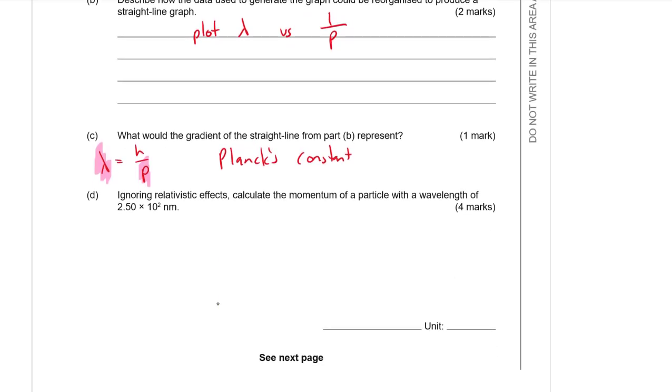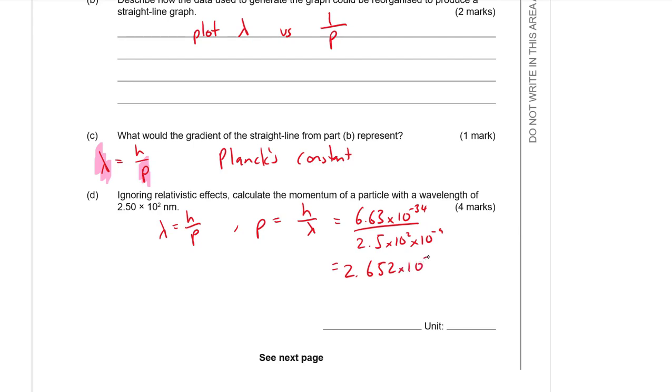Okay, and ignoring relativistic effects, calculate the momentum of a particle with a wavelength of 2.5 times 10 to the 2 nanometers. So this seems like a pretty straightforward calculation. You start with the formula in your formula sheet, and the momentum is equal to Planck's constant over lambda. I sub that in to get 6.63 times 10 to the negative 34 over 2.5 times 10 to the 2. Now it's in nanometers, so it's 10 to the negative 9. And I put that in my calculator and I get 2.652 times 10 to the negative 27.